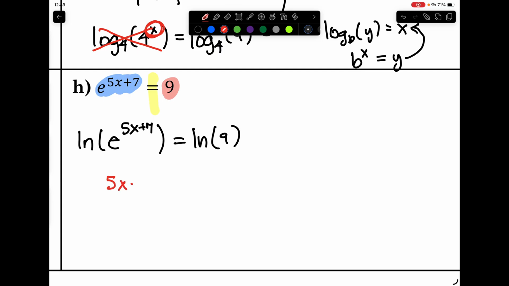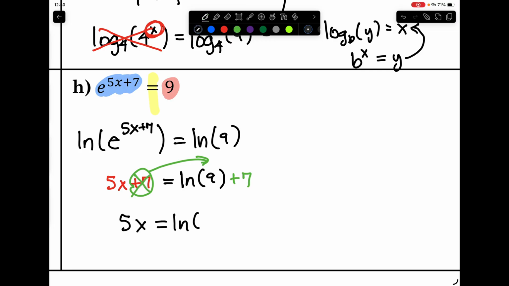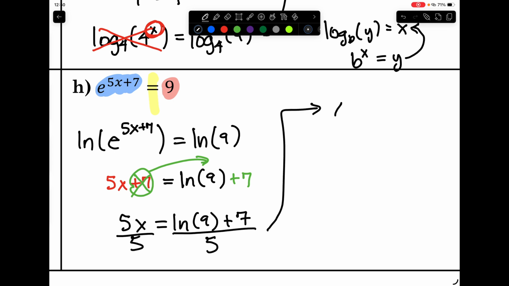So 5x plus 7 will be the only thing on the left side, and the natural log of 9 will be there. So we'll start by moving the 7 to the other side, so plus 7. 5x equals the natural log of 9 plus 7 more, and now we can divide by 5. And x equals the natural log of 9 plus 7, divided by 5. So there is your solution.